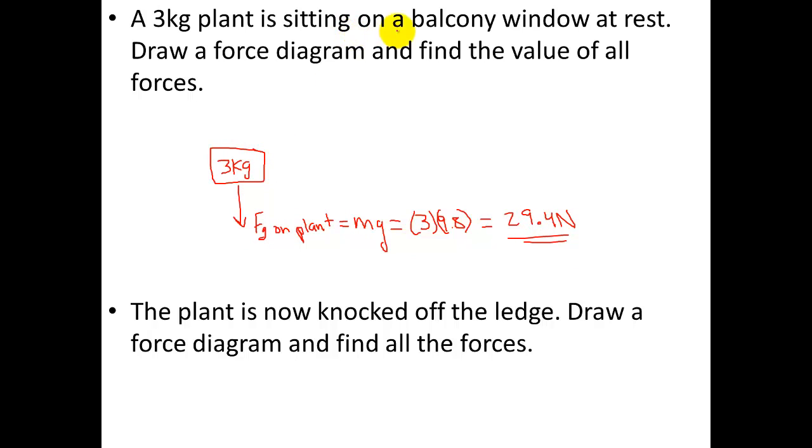And because I know that the object is at rest, it means its acceleration is 0, which means its force net, or total, is 0. And if its total force is 0, then there must be an upward force that's exactly equal and opposite to the downward force. So this is the force of the, say, balcony on the plant, holding it up.